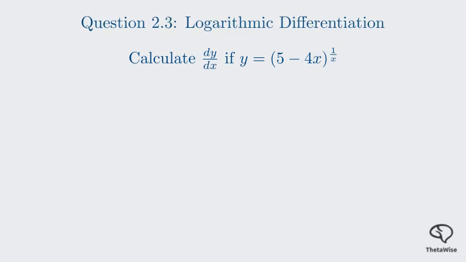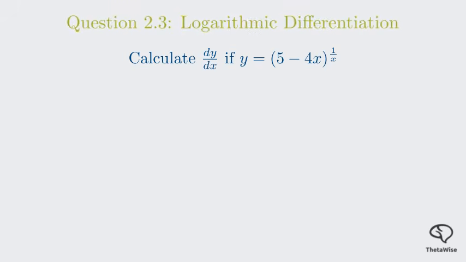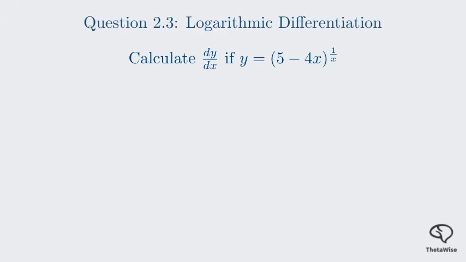Next, question 2.3 asks for the derivative of a function where the variable is in both the base and the exponent. The function is y equals the quantity (5 minus 4x) raised to the power of 1 over x. When you have a variable in both the base and the exponent, a common and effective technique is called logarithmic differentiation. The strategy is to first take the natural log of both sides of the equation. This allows us to use the properties of logarithms to simplify the expression, specifically the power rule.